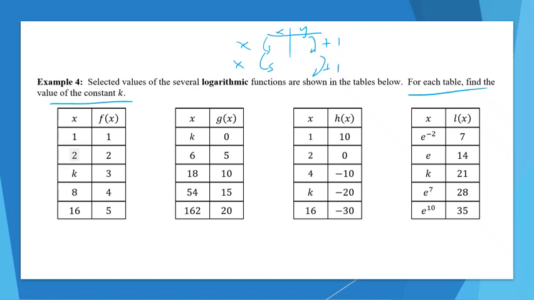And so, for the first one here, we see 1 to 2. This is times 2, and then that rule is going to continuously be applied. And it works with 8 to 16 as well. So 2 times 2, k should be 4 here. So that is our answer for that first one.